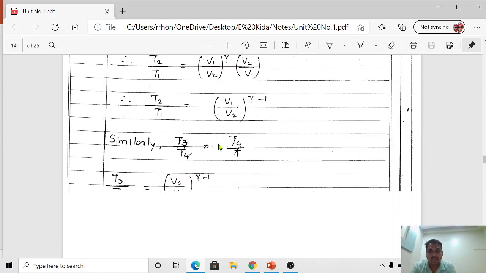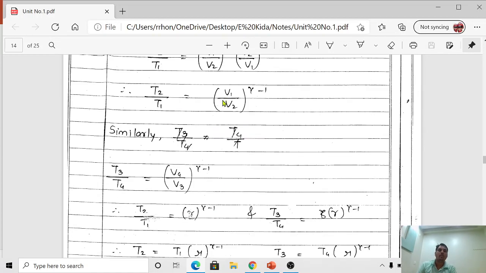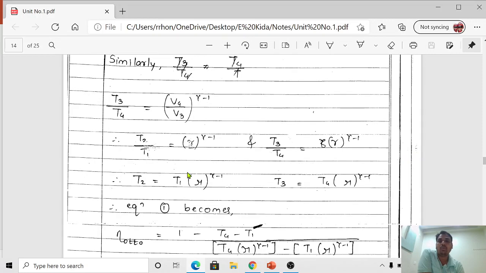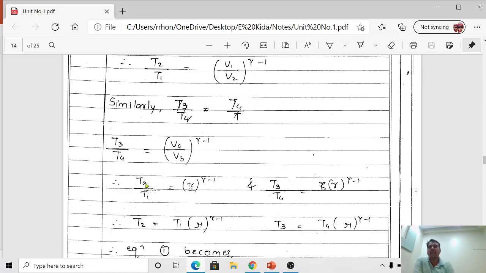So with the help of this diagram, we can write T2 by T1 is equal to V1 by V2 raised to gamma minus 1, and similarly T3 by T4 is equal to V4 by V3 raised to gamma minus 1. Again after further simplification, T2 is equal to T1 into V1 by V2 raised to gamma minus 1, or we can just equate the term T2 by T1 is equal to V1 by V2.